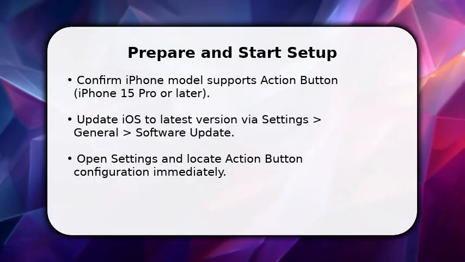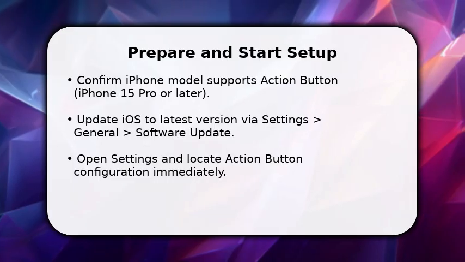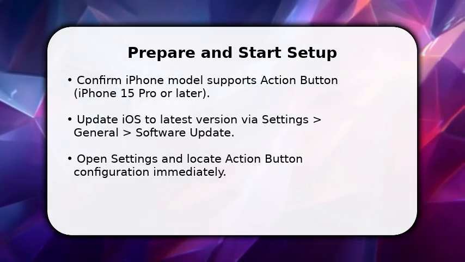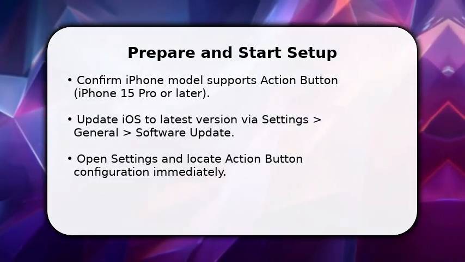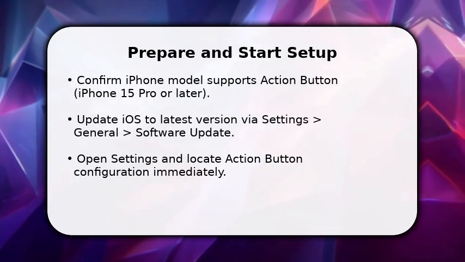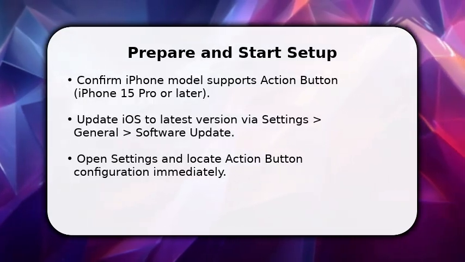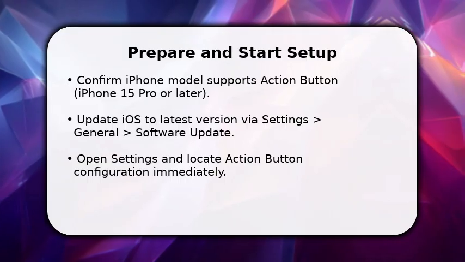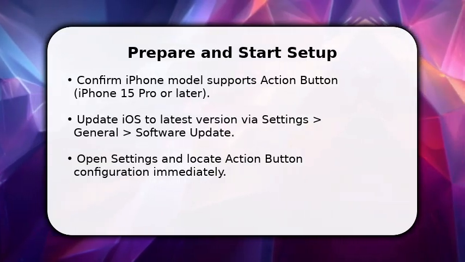You begin by confirming your iPhone supports the action button and that iOS is up to date. Once done, open Settings and tap Action button so you can change its shortcut. Make sure you have the Voice Memos app installed and accessible. You will assign voice memos directly.